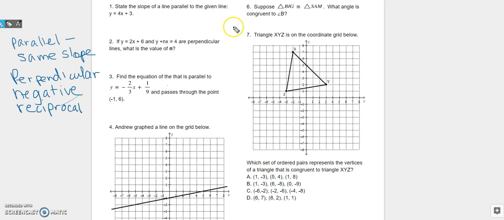Okay, number 6, suppose triangle BIG is congruent to triangle SAM. What angle is congruent to angle B? Remember that order matters. So if B is the first letter in the first triangle, then it's going to correspond to the first letter in the second triangle, which is going to be S. So if angle B, then it's going to be angle S.